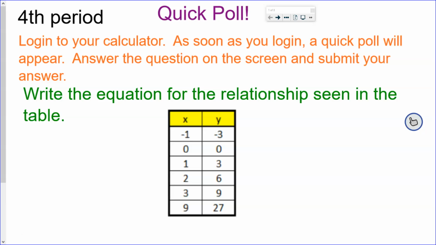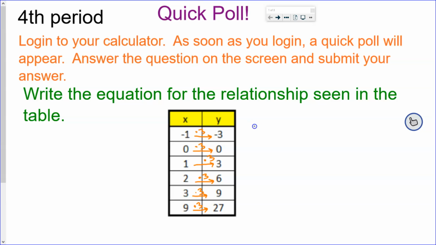So the first thing that we should be doing, and this is the best place to look, is asking how does a 1 change to a 3? We multiply it by 3. And we can check to make sure that that happens everywhere else. 2 multiplied by 3 is 6. That works. 3 multiplied by 3 is 9. 9 multiplied by 3 is 27. 0 multiplied by 3 is still 0. And negative 1 multiplied by 3 is negative 3.